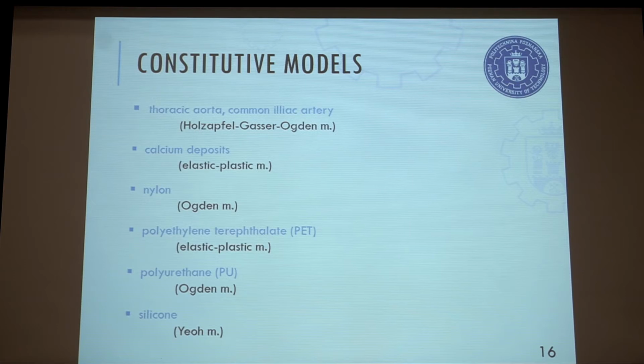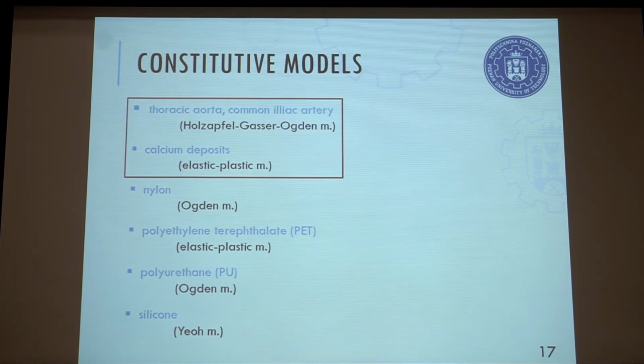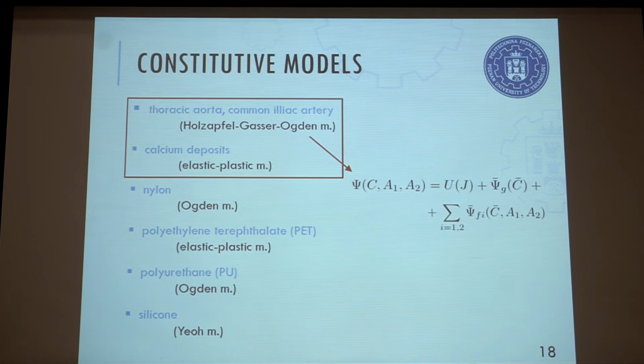Of course, in those computations, I had to use a number of constitutive relations. The first two are related with biological materials. The first material is thoracic aorta or common iliac artery. I use here the quite well-known biomechanics constitutive model of Professor Holzapfel, Gasser, and Ogden, which has such a form in strain energy density. This constitutive relation is anisotropic. The material has anisotropic properties due to the inclusion of collagen fibers.